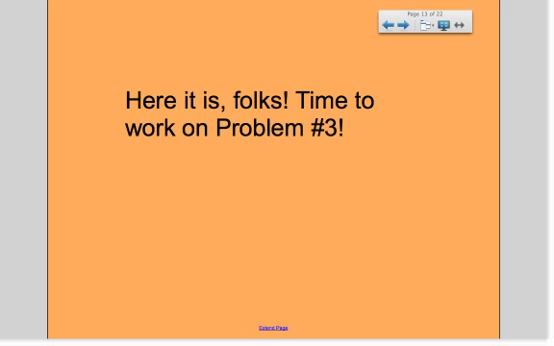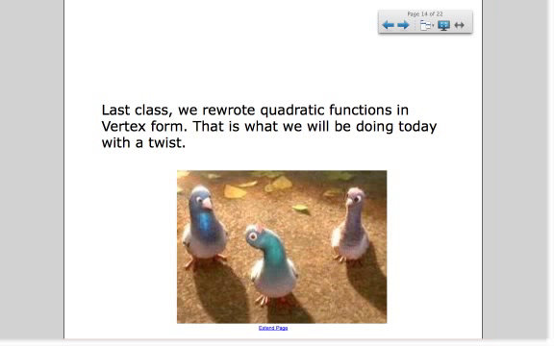Well, here it is, folks. Time to work on problem 3. Last class, we wrote the quadratic functions in vertex form. That's what we'll be doing today, so, with a little twist.